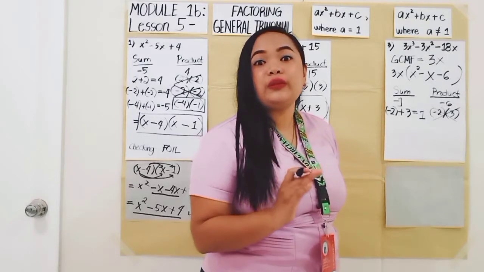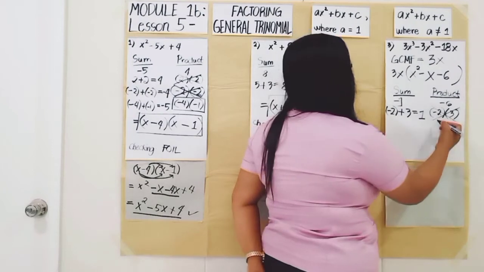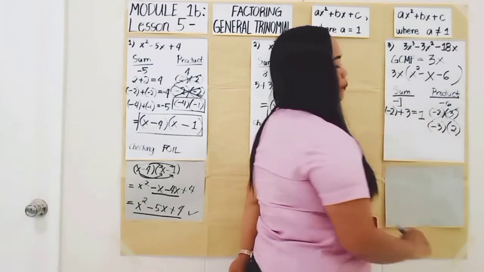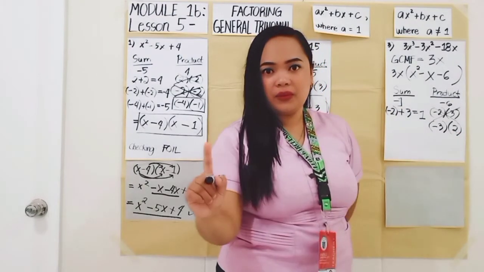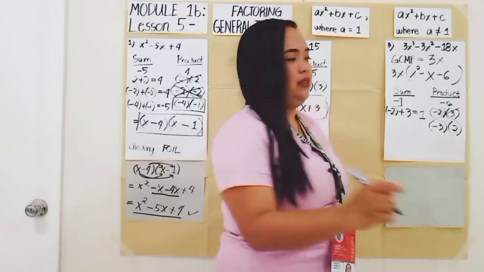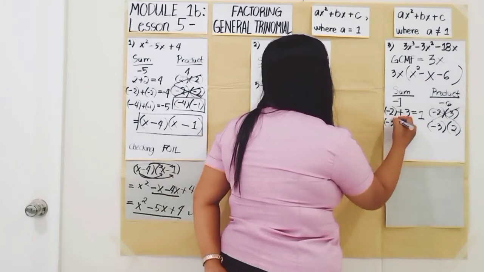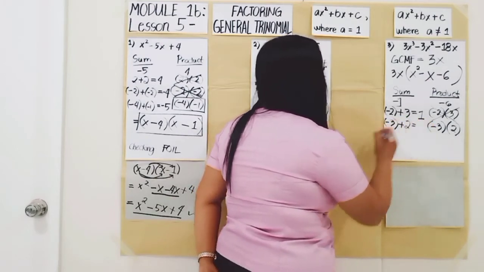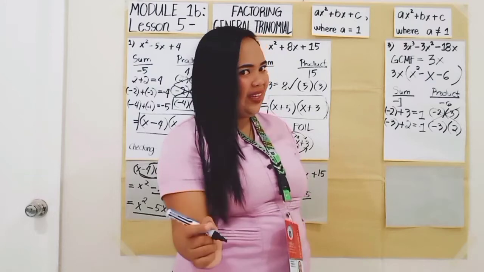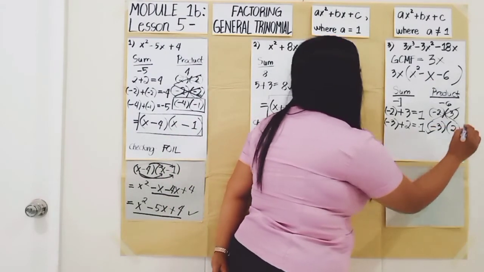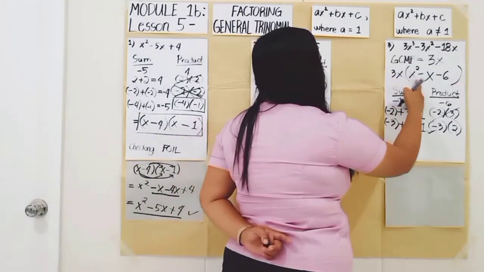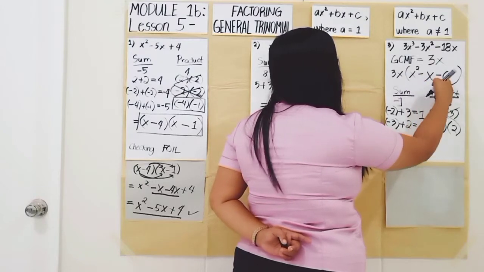How about if we are going to interchange their signs? Let us use negative 3 and positive 2. So negative 3 times 2 is still equal to negative 6. But if you are going to add negative 3 plus 2, this one will give us negative 1. Then we will use these factors, negative 3 and 2. Okay? So what are the factors of x squared minus x minus 6?